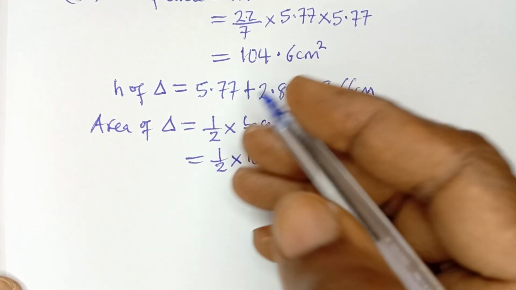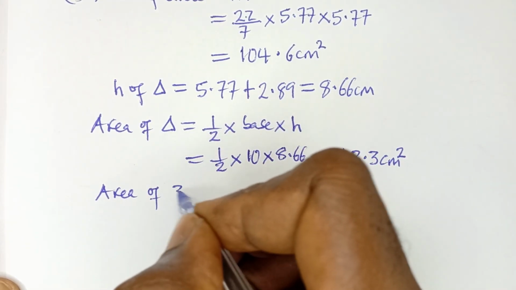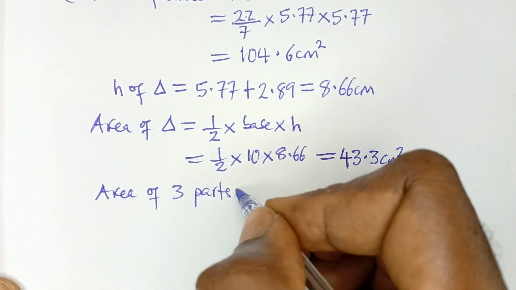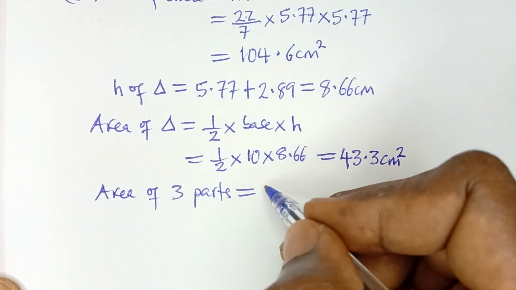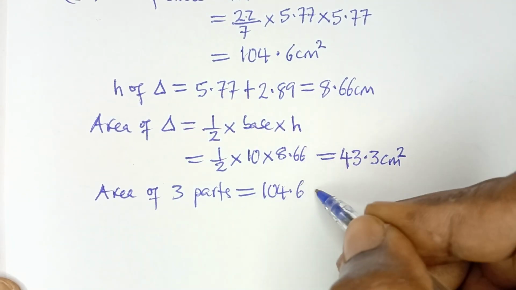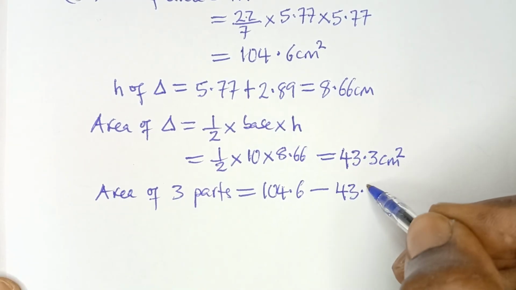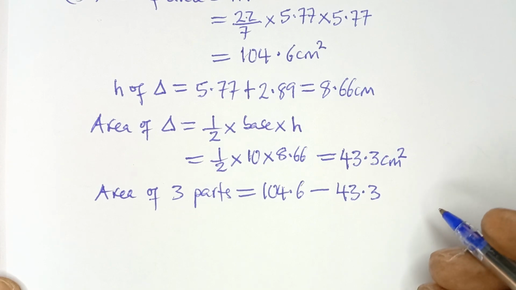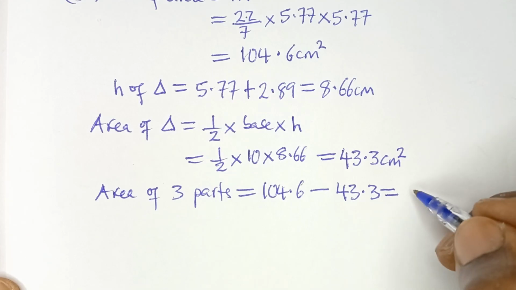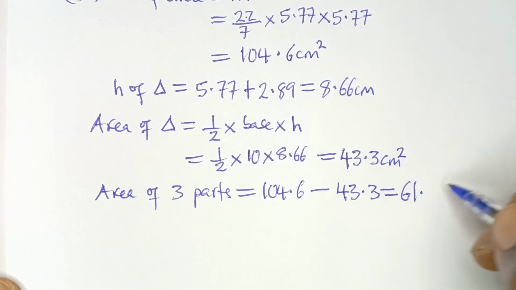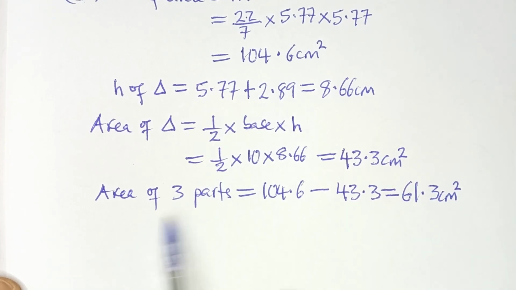So I'm going to write area of three parts now. Therefore, area of three parts is equal to the area of the circle, which is 104.6, minus the area of the triangle, which is 43.3. And that will give us the value, which is 61.3 centimeter square. So this is the area of three parts.